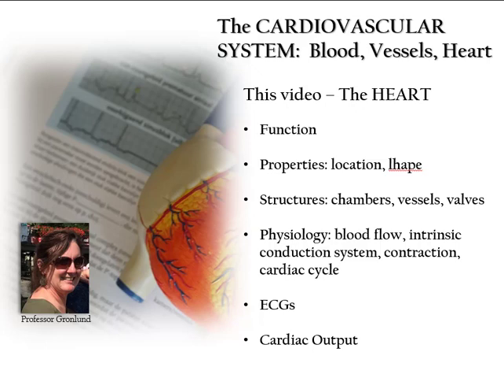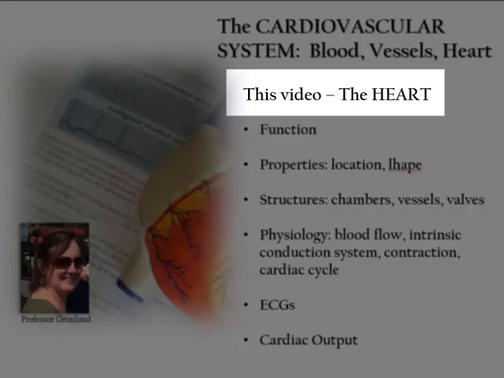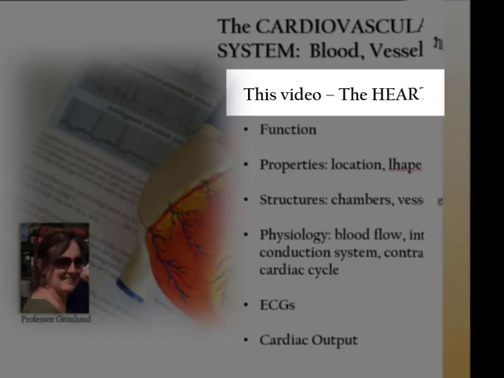The cardiovascular system consists of the blood vessels and the heart. In the broadest terms, the function of the system is to deliver nutrients, including oxygen, to the cells of the body and to take waste products, including carbon dioxide, away from the cells. In other videos, the more specific functions of the blood and the vessels will be described. This video, we're focusing on the heart.